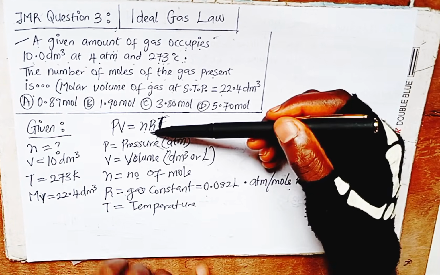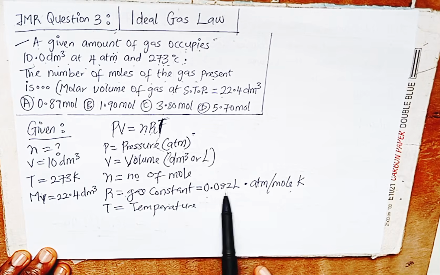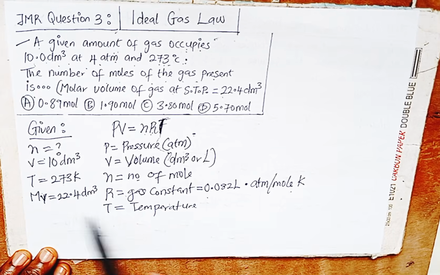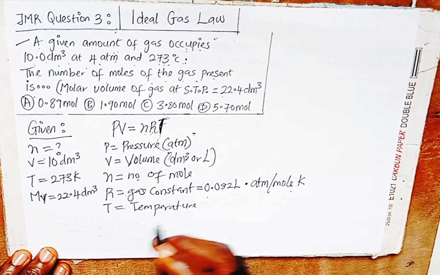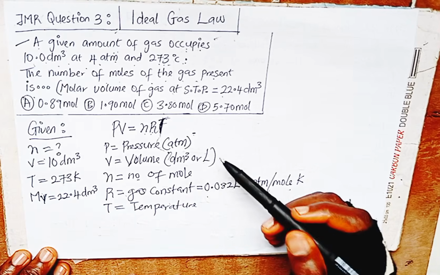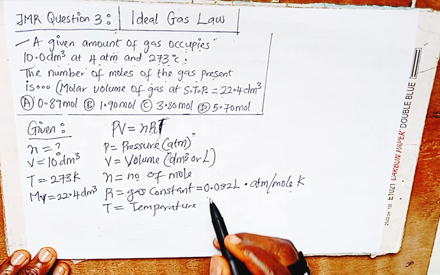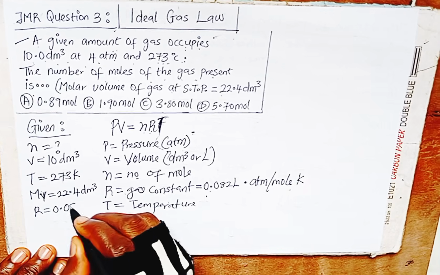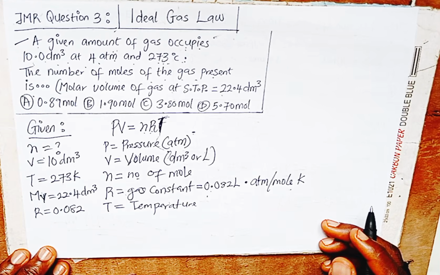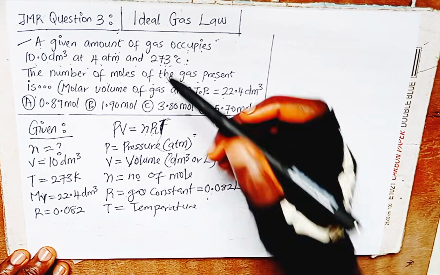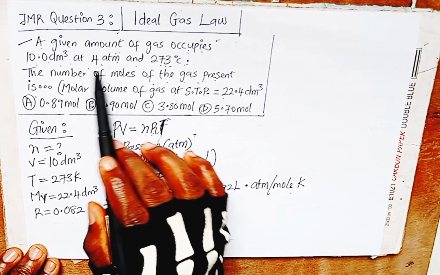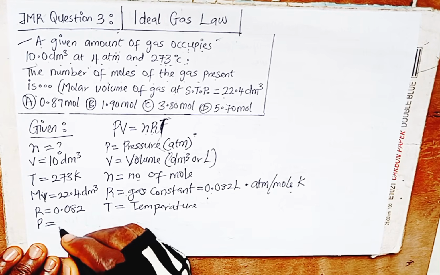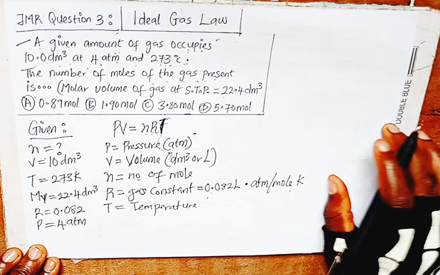But here in the ideal gas, we have R, and R represents what? It's a gas constant, which is this. So we are not going to use the molar volume. Since we are using ideal gas and it has a gas constant, we are not using this. Because what we are finding is the number of moles, we are going to use this one. R is equal to 0.082. They also gave us pressure, and pressure is 4 atmosphere. Look at it, we didn't put it. Pressure equal to 4 atmosphere.